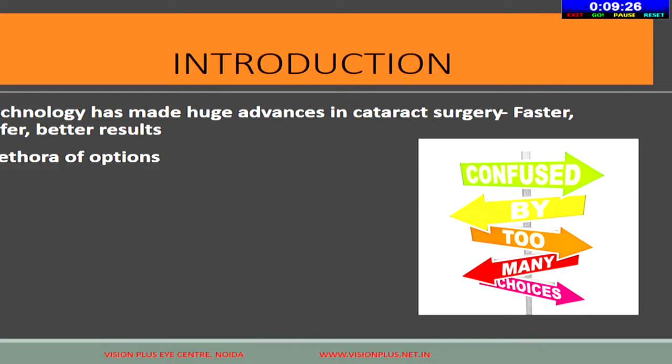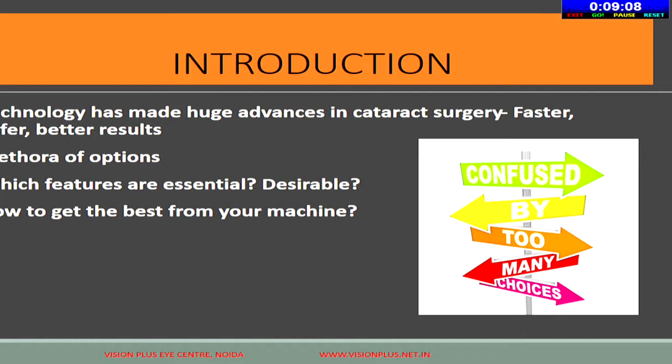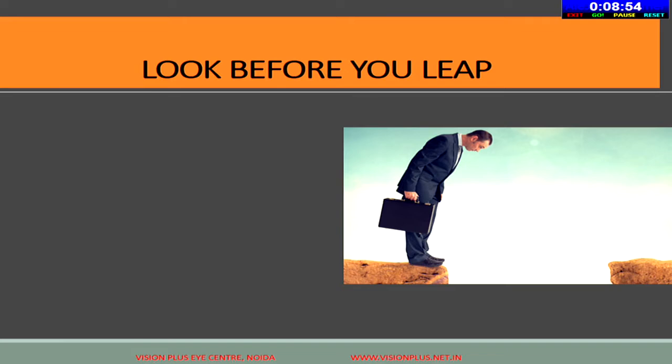Different companies have different levels of PHACOs available, and at times it can be quite confusing because we have so much of choice. So we need to understand which are the features which are essential in our PHACO machine, which are desirable, and which may not really be so essential. And how do we get the best from our machine? Most of us tend to go for the machine which we have used during our training period. But as technology keeps changing, we have to update ourselves and know what's available. So we need to look before we leap.